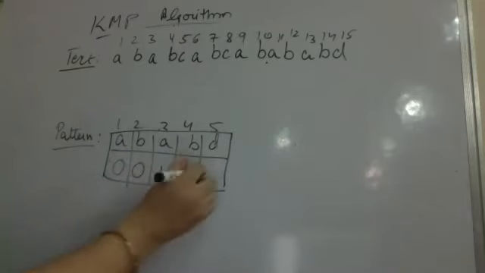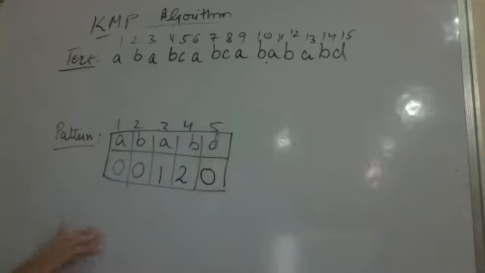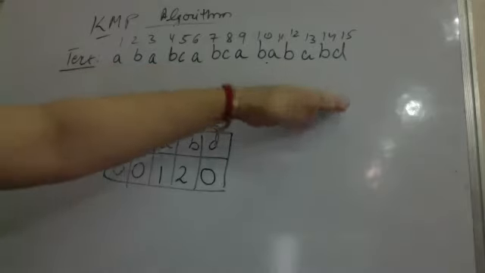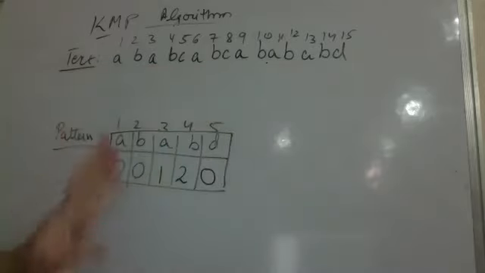Then this D, occurring for the first time, becomes 0. So this is my pattern table which I've got now. Now I've got the pi table. Using this table, I will be using a particular algorithm so that I have to go through the text only once, not more than that.